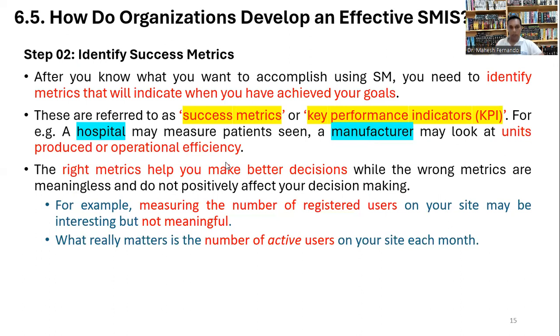For example, measuring the number of registered users on your site may be interesting but not meaningful. You know that the number of users might not be meaningful. Earlier, in the previous example of the diapers, we discussed whether you need to have the relevant audience in your social media community. What really matters is the number of active users on your site each month. You need to have active users. If the users are inactive, if they are lazy, if they are not giving any comments, then it might not be a good way to measure the success.